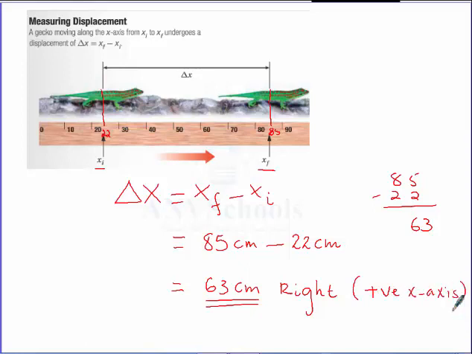This Joko is moving or traveling in the direction of the positive x-axis. So the displacement of this Joko is given by 63 centimeters to the right, or positive x-axis.